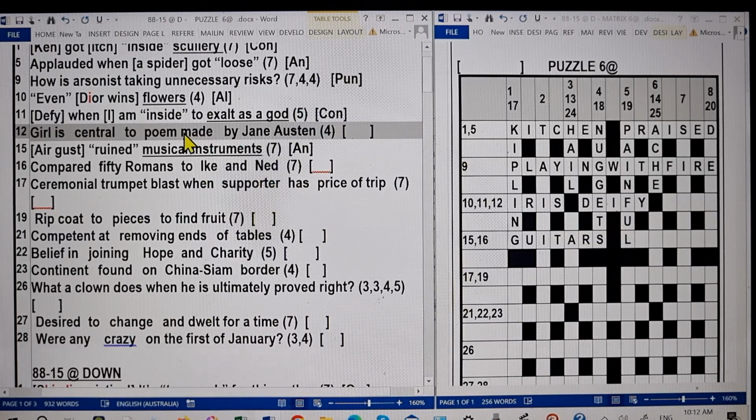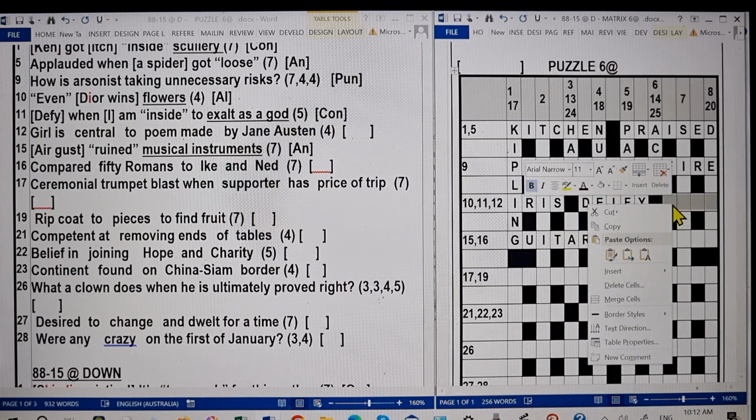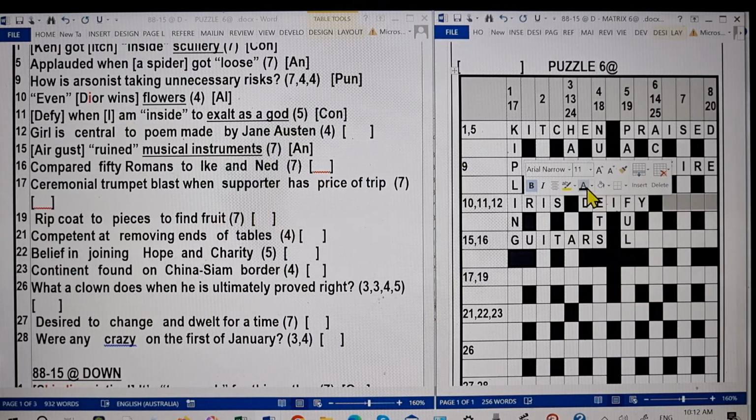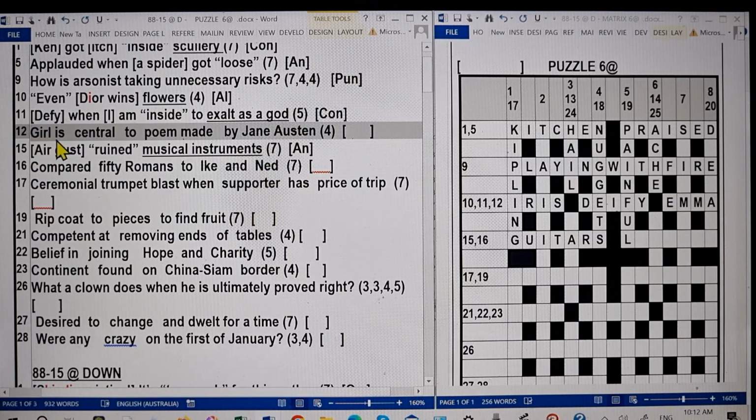Right, as soon as you see Jane Austen, something made by Jane Austen, you think of the book. It's not a poem, it's a book, which is Emma, isn't it? All right, so 12 across is Emma. We've probably all read Emma. Pretty interesting, pretty good book. All right, let's look at it. So 12 across, let's see how it works.